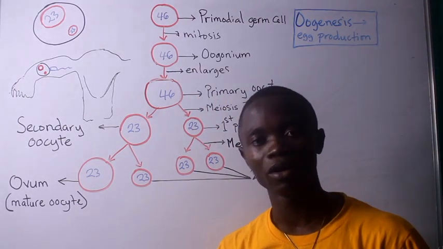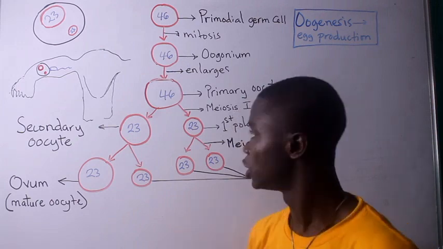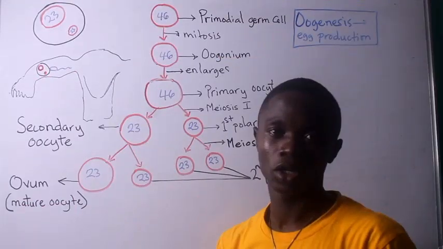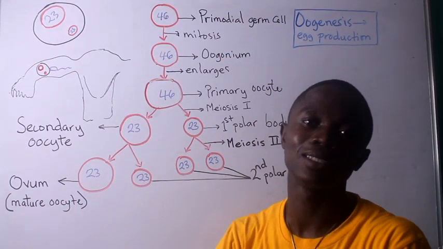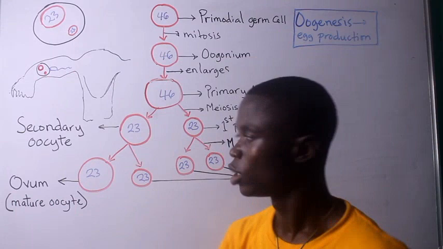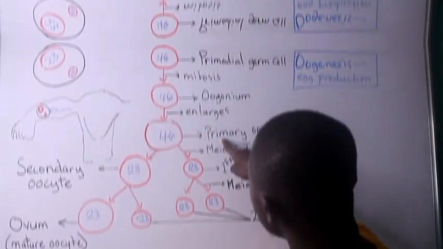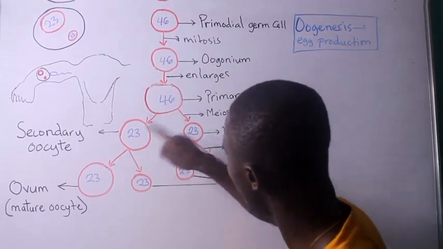This primary oocyte is the one you are actually born with. When a girl is born, she's born with over 2 million primary oocytes. You are not born with oogonia because all that happened when you were still in your mother's womb. This primary oocyte will undergo meiosis 1.